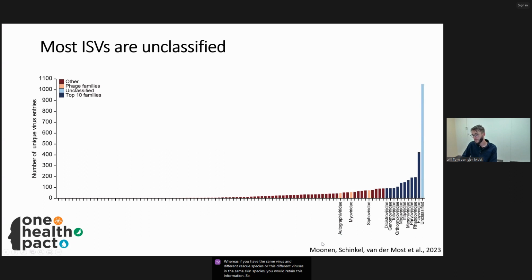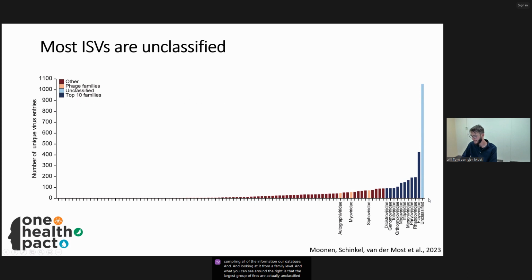So now we could look at basically what viruses have been found. And this is compiling all of the information in our database and looking at it from a family level. And what you can see here on the right is that the largest group of viruses are actually unclassified.